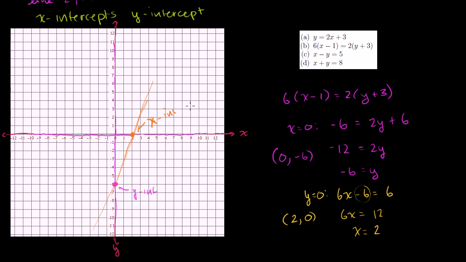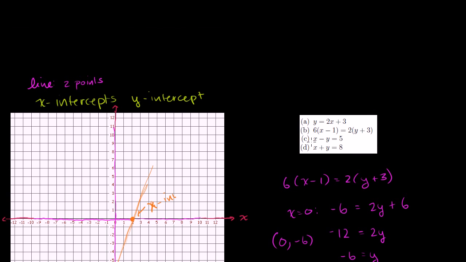Let me do one more of these. I could probably do it up here, in this real estate up here. Let's do, I don't know, let me do part D. You can do part C if you want extra practice. So part D, we have x plus y is equal to 8. So this is actually very, very straightforward.